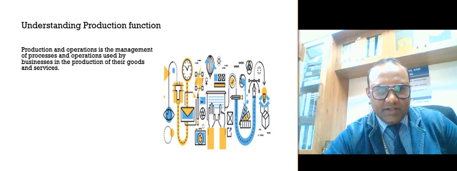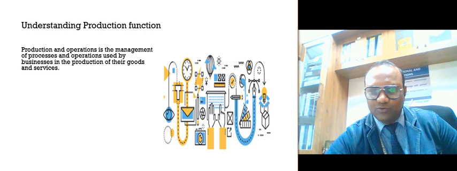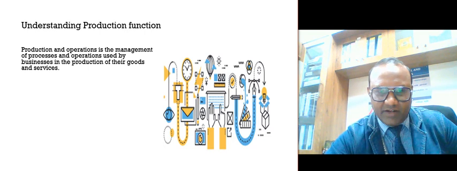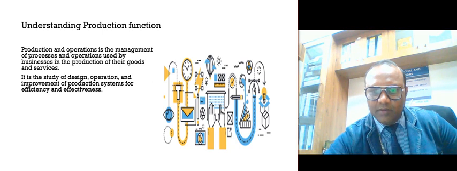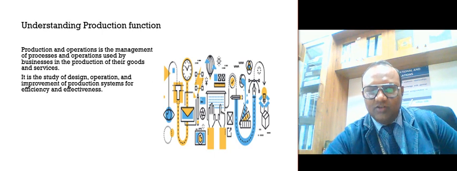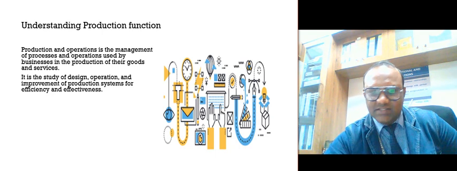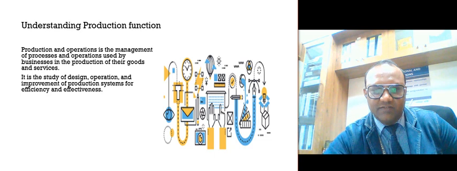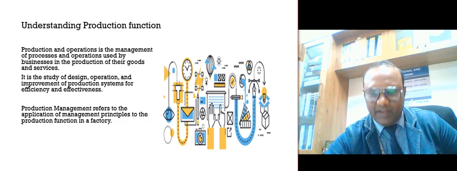Production and operations is the management of processes and operations used by businesses in the production of their goods and services. What exactly happens in a factory is goods are produced, and it happens through this production process. But the production process is a very thoughtful, very scientific, and very well defined process. Hence, it is a study of design, operation, and improvement of production systems so that we are able to achieve the two E's that are very prominently discussed: efficiency and effectiveness.